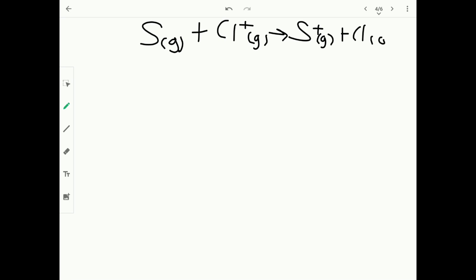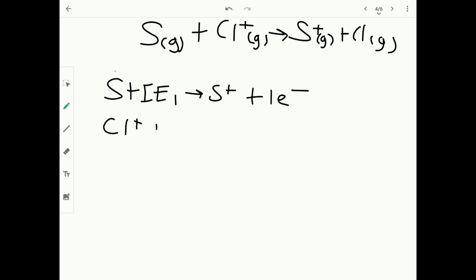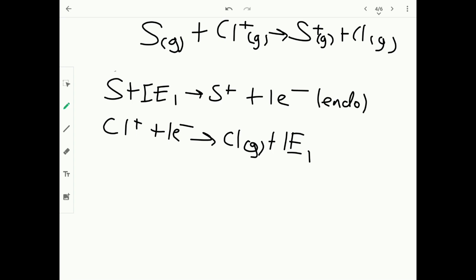Okay, the second one says S gas plus Cl plus gas to give S plus gas plus Cl gas. Now we can see the quick reaction is S plus ionization energy 1 to give S plus 1 electron, and Cl plus gas plus 1 electron to give Cl gas plus 1 ionization energy, or ionization energy 1. This is endothermic or plus, and this is exothermic or minus.